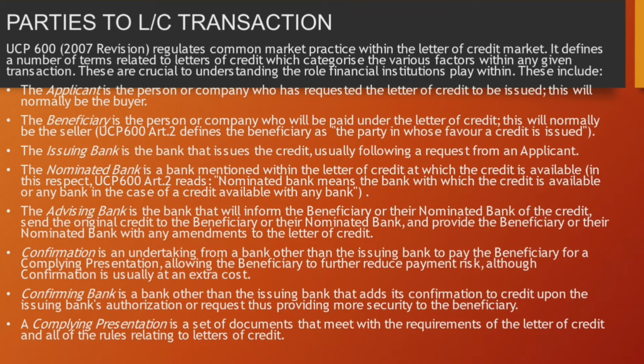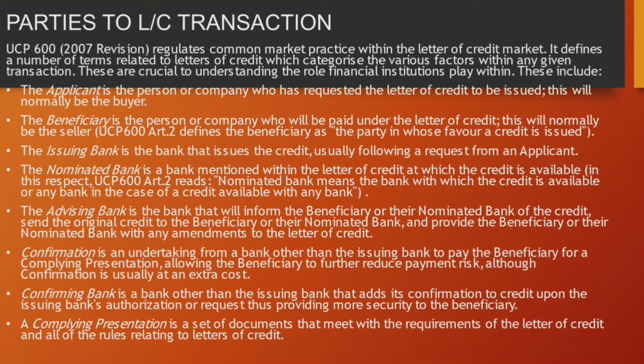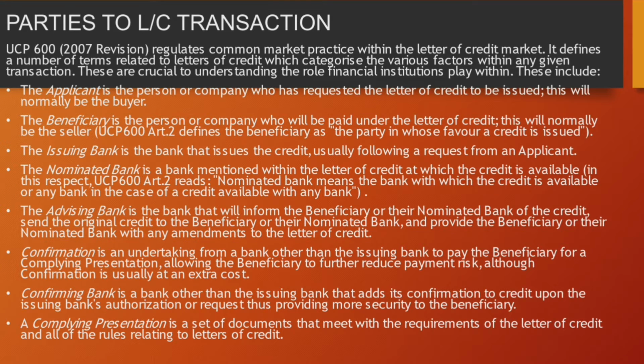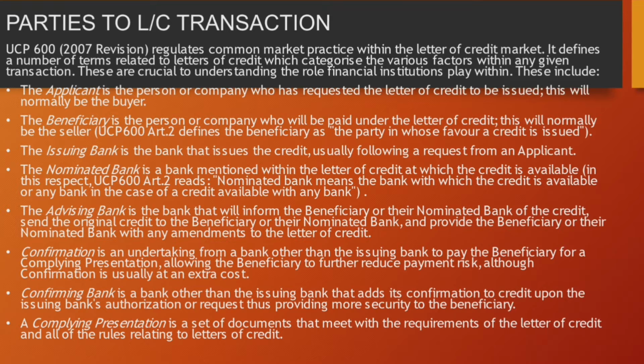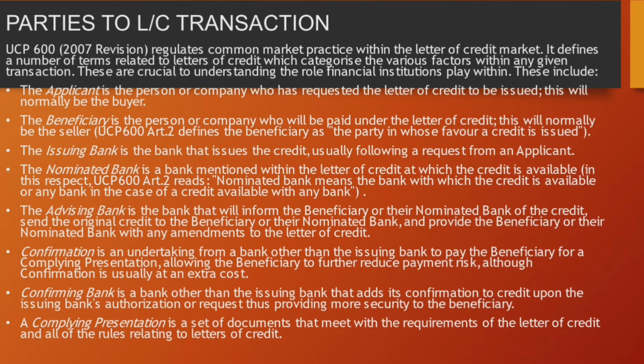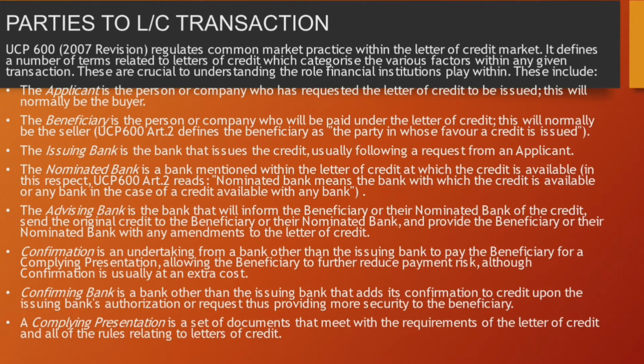Confirming bank is a bank other than the issuing bank that adds its confirmation to credit upon the issuing bank's authorization or request, thus providing more security to the beneficiary. A complying presentation is a set of documents that meet the requirements of the letter of credit and all the rules relating to the letter of credit. LCs shall be negotiated in accordance with the terms and conditions set forth in the LC. Terms and conditions in the LCs shall be governed again by the UCP 600 on documentary credits.